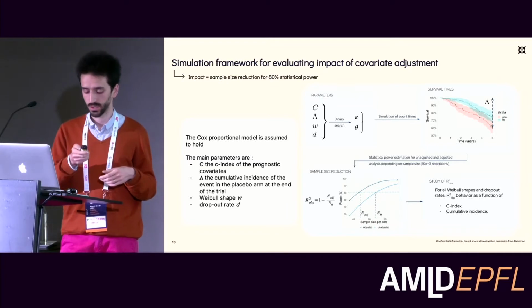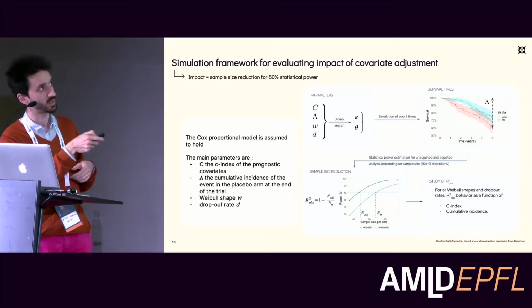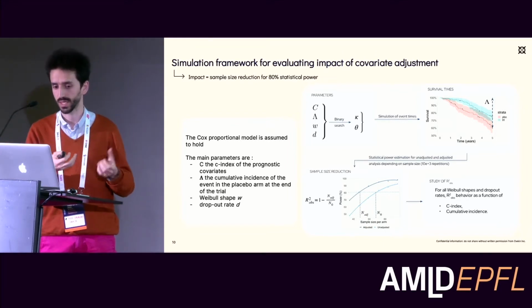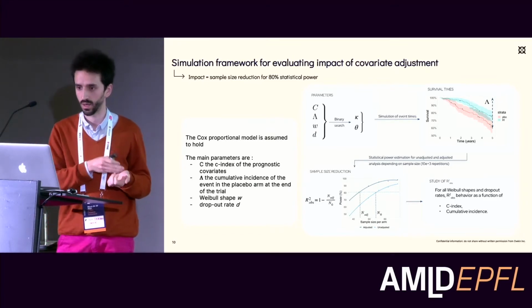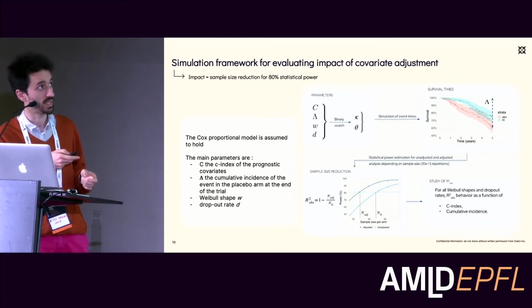In order to understand this, we did a simulation framework using many different parameters. And the two main parameters of interest are the C-index of the prognostic covariate. That's a metric that captures how prognostic the covariate is. So it's between 0.5 and 1, and 0.5 is random, 1 is where the outcome is completely determined by the covariates.